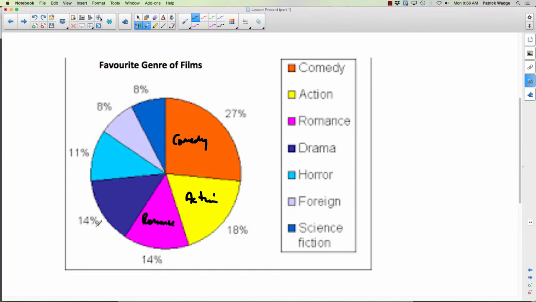Sometimes they also have, for example, the next one's drama, written out here. It would say 14% drama and horror 11%, like that, and foreign. I guess I am going to do them all after all. And SF for science fiction. Okay, so maybe a key, but not essential when you have a pie graph.